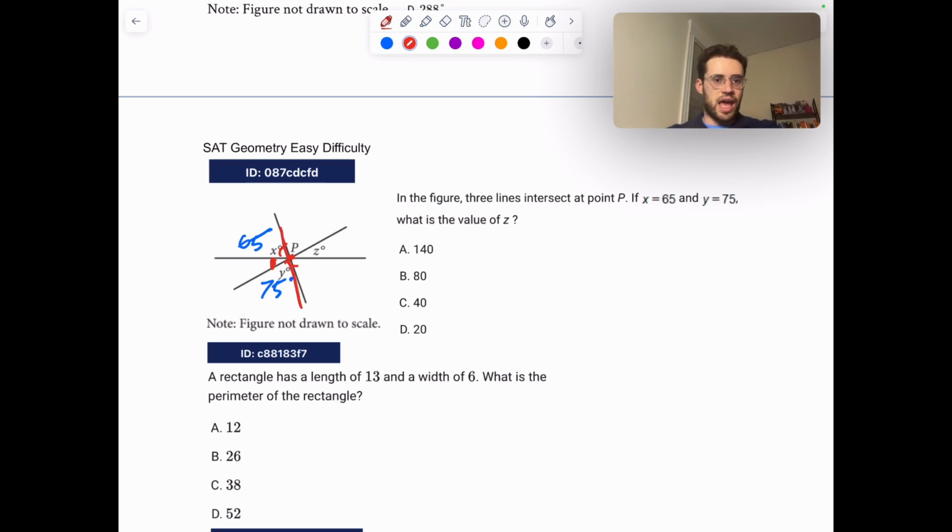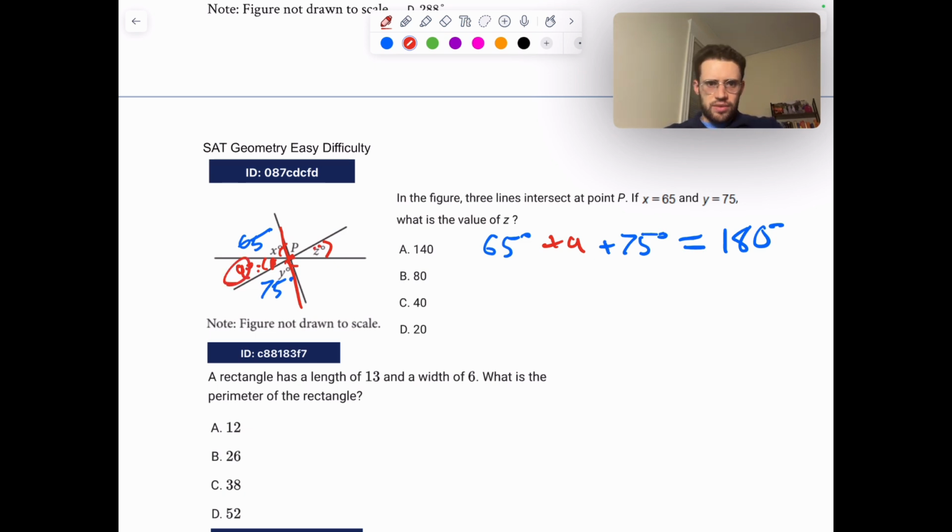So that means that x, which is 65 degrees, plus, let's call this angle down here maybe A for angle, plus A plus 75 degrees adds up to, again, a straight line, and a straight line is 180 degrees. Now, the reason A is going to help us is because A forms a vertical angle with Z. So that means that those two angles are congruent. If we know A, then that's the same thing we know what Z is.